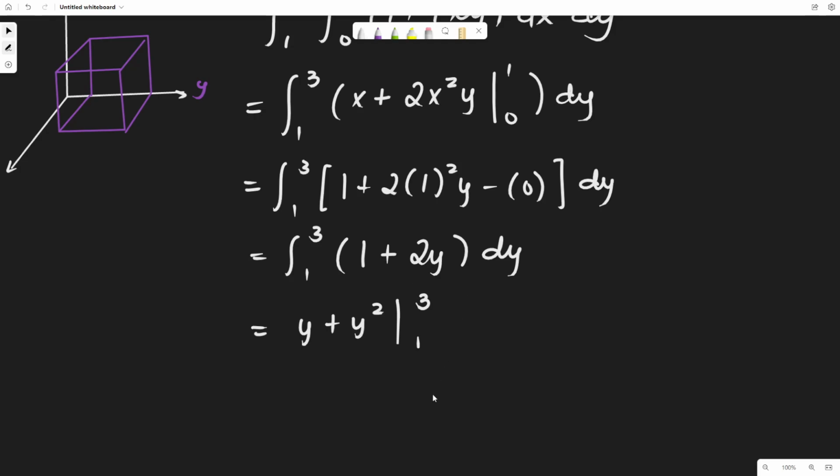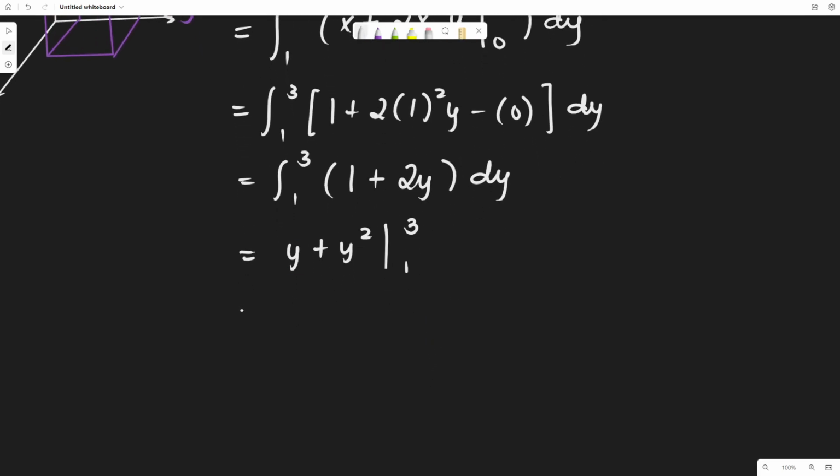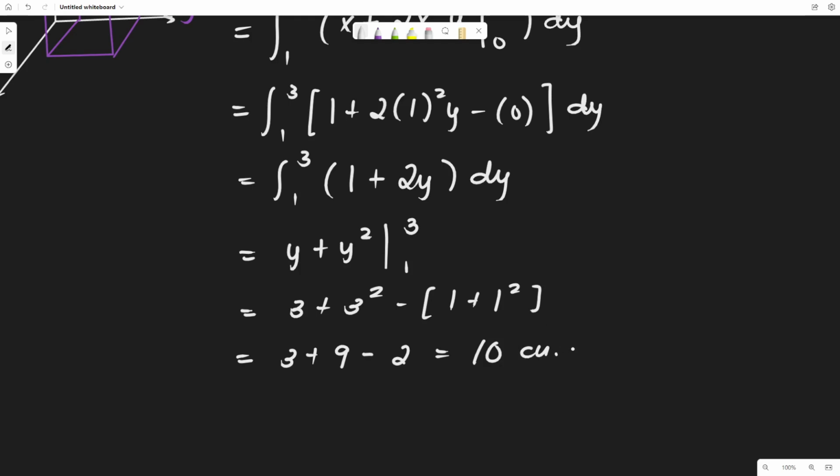So we will have 3 plus 3 squared minus 1 plus 1 squared. Right? So therefore we will have 3 plus 9 minus 1 plus 1, which is 2. So this is equal to 10. Since we are talking about volume, that is cubic units.